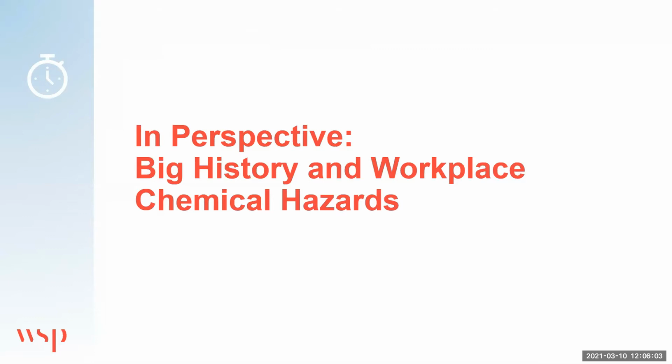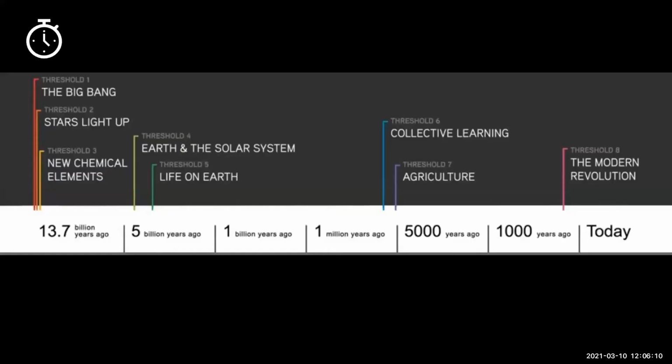There's a theme and a narrative that follows through, and where the workplace chemical hazards and exposure standards comes into play here. So big history, this is the big history timeline. Big history examines history from the Big Bang to present. Bear with me, guys. The key of big history is that it searches for the universal patterns and trends or themes.